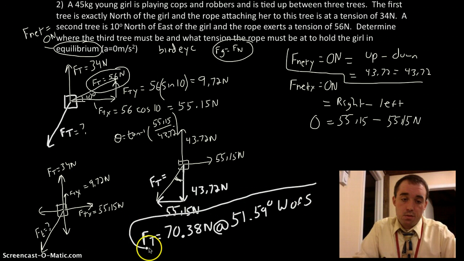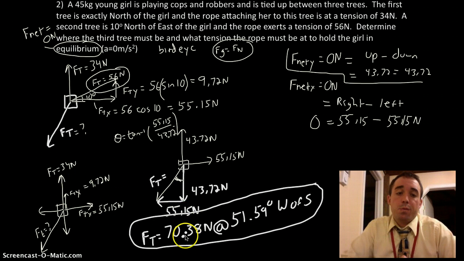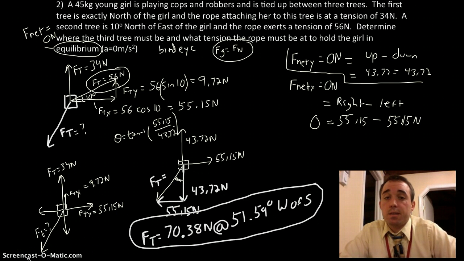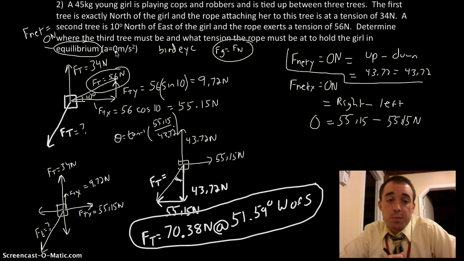So there it is. There's your third and final tension force that we're trying to solve for. This force is what was required to hold that girl in place so that she doesn't move. Her net acceleration is 0 meters per second squared. You are responsible for this type of problem. The only thing that'll be different is different angle, different numbers, but it'll be the same thing. You'll have three forces. So hopefully you can take this and teach your classmates.